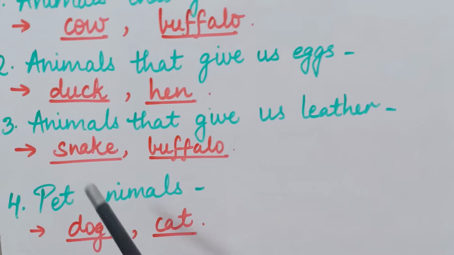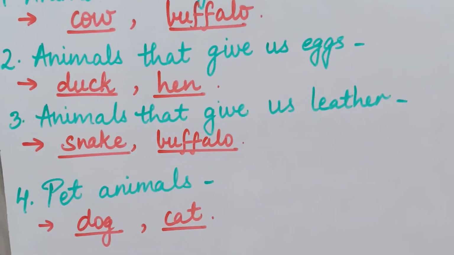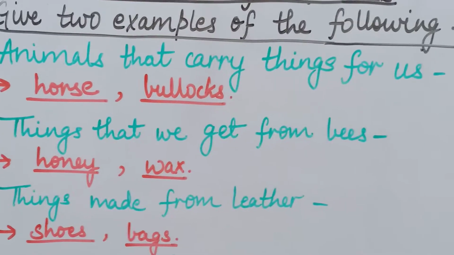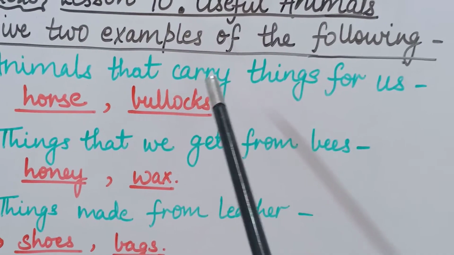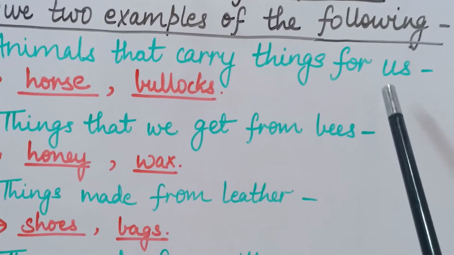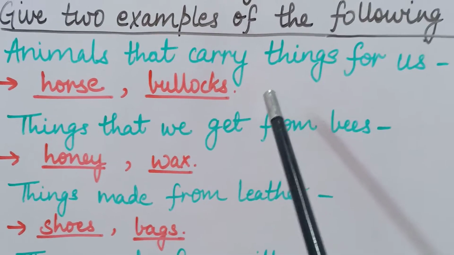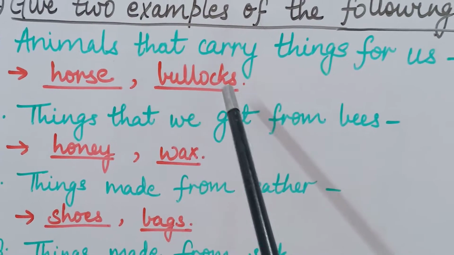So two examples for pet animals are dog and cat. Is that clear, children? Okay. The fifth question. Animals that carry things for us. जो एनिमल्स हमारे लिए चीज़ें कैरी करते हैं वो कौन से दो एनिमल्स हैं, उनके नाम लिखने हैं हमें. One is horse, one is bullocks.